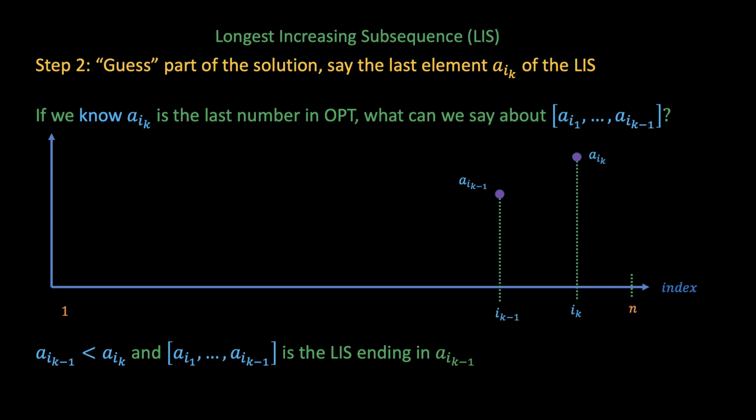Why? Well, imagine there was a longer subsequence that ends in a_ik-1. Then we can just merge that sequence with a_ik to get an even longer sequence ending at a_ik of length at least k plus 1, and it's also increasing, contradicting that a_i1 to a_ik was the longest increasing subsequence. Great! With those observations, this should start tingling your recurrence senses. We just characterized the LIS using another LIS of a shorter sequence. So let's try to set up a recurrence to capture this intuition.